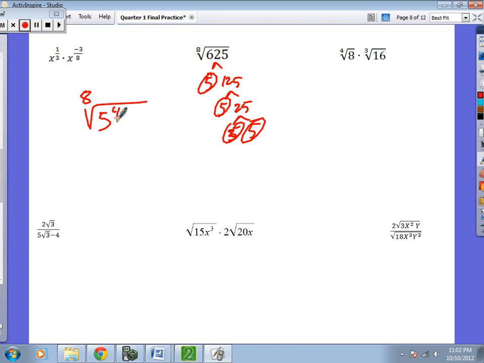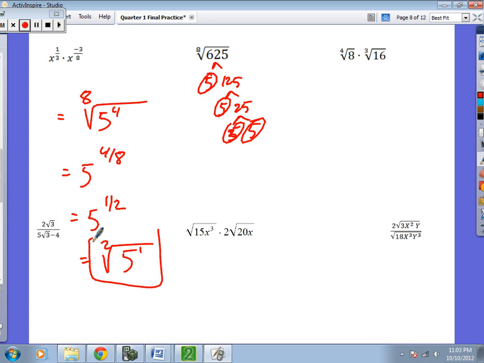And now if you morph it, it's going to be 5 to the 4/8. And you know 4/8 is the same thing as 1/2, so that is 5 to the 1/2, which is the same thing as the square root of 5. So we want you at the end of the day to end up at square root of 5, because they give it to you in radical, so maybe your answer looks best as a radical. If you end up this far, that's still full credit.